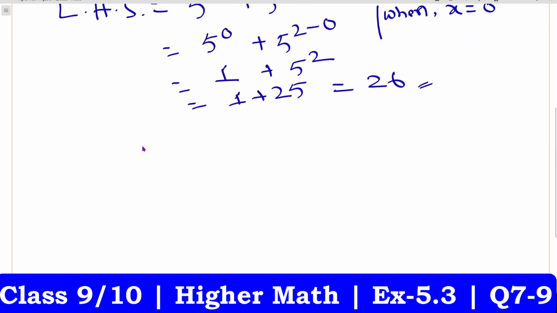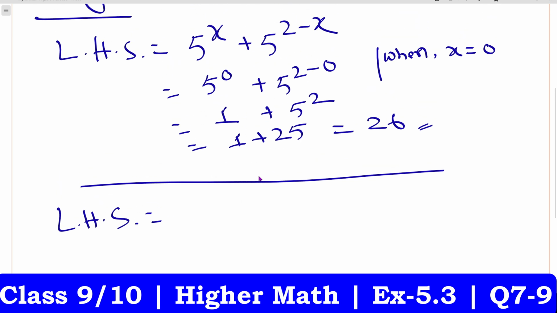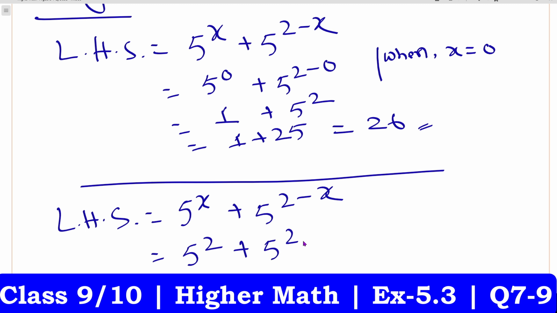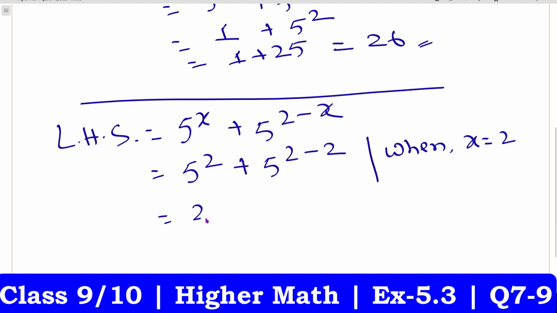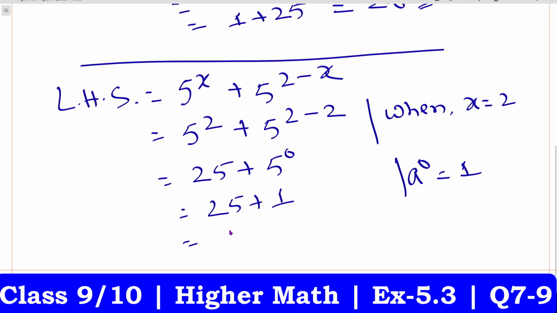What about 2? If we put it in the left hand side, again we can write this one. Here is 5 to the power x, then 5 to the power 2 minus x. In place of x we can write 2. So 5 squared plus 5 to the power 2 minus x, when x equals 2. Now it's an interesting thing: 5 squared means 25, and 2 minus 2 is 0. So 5 to the power 0, a to the power 0 equals 1. So 5 to the power 0 also equals 1. And finally we get 25 plus 1, it's 26.